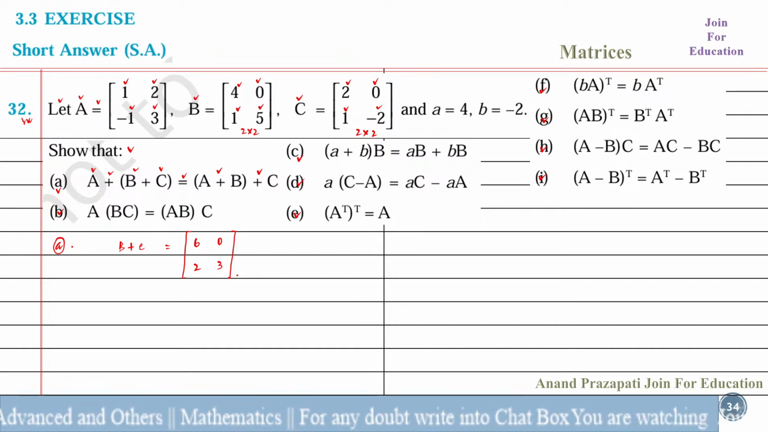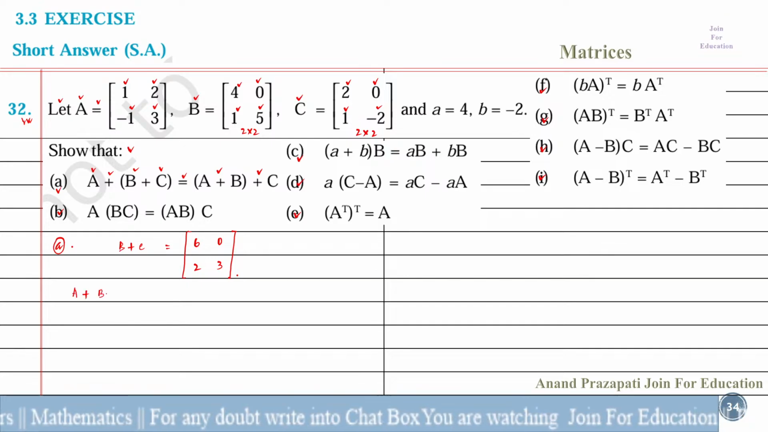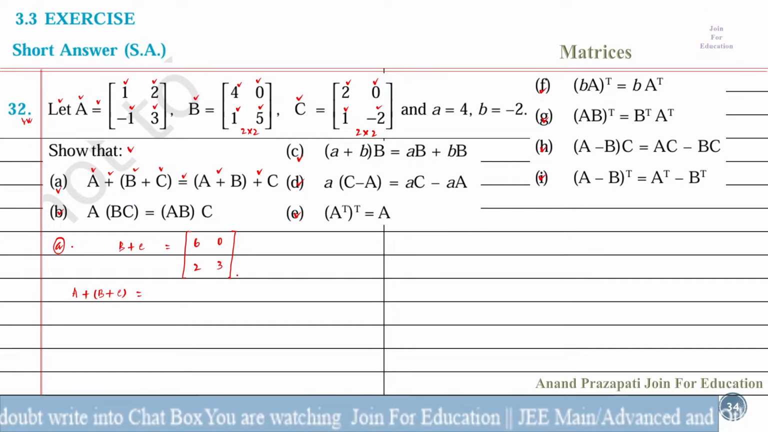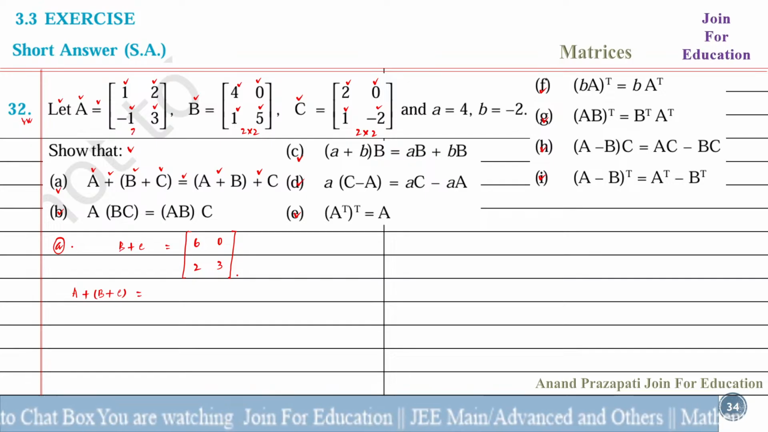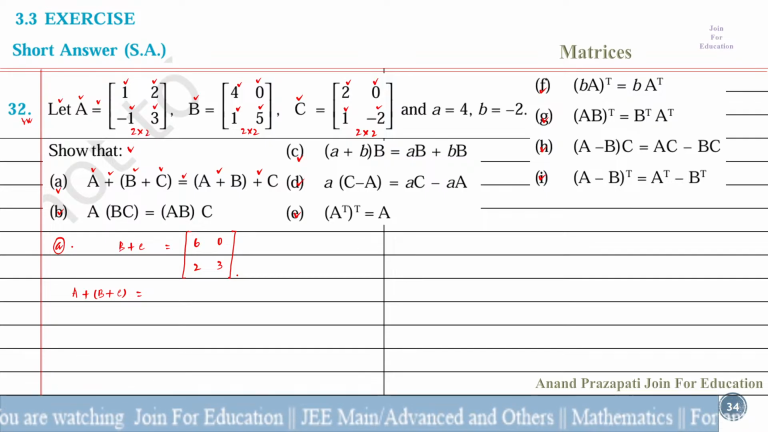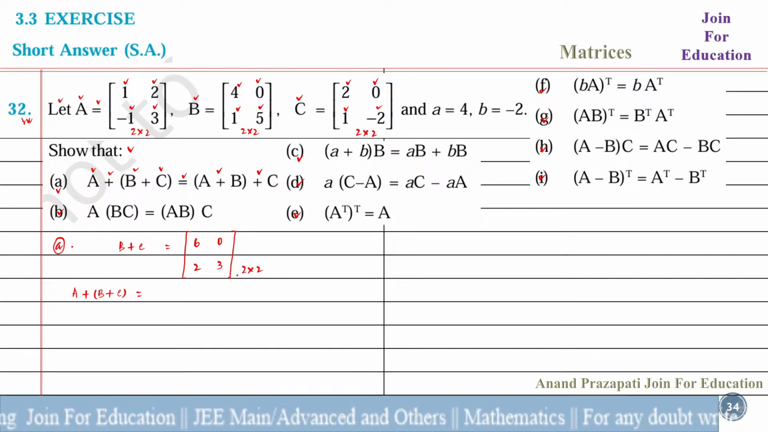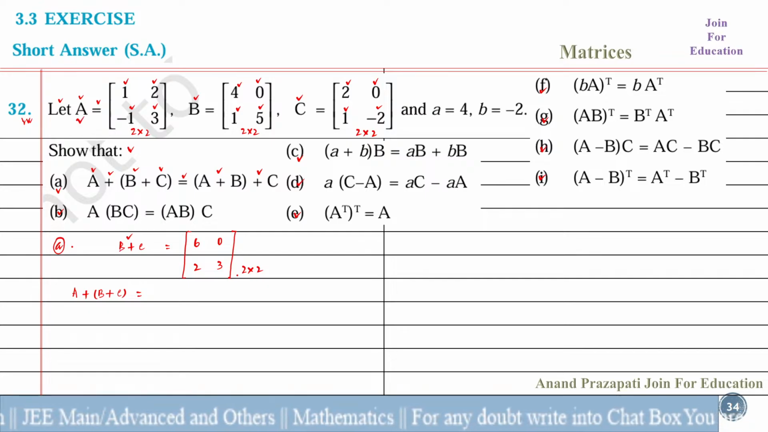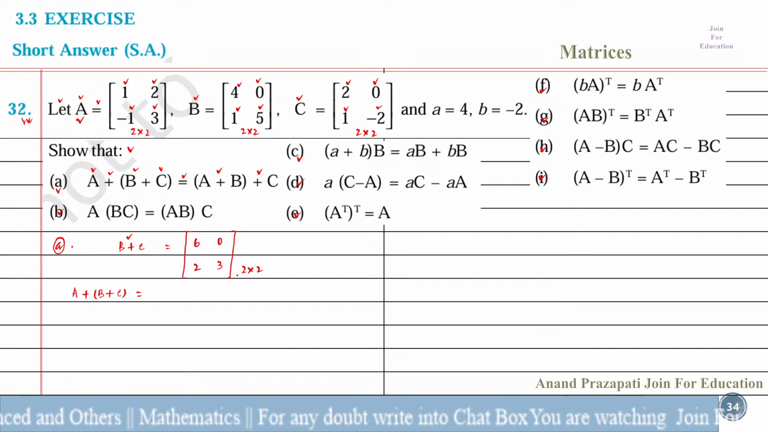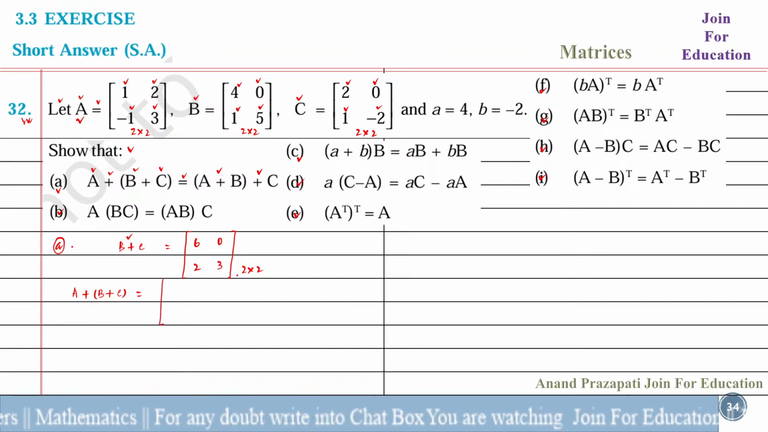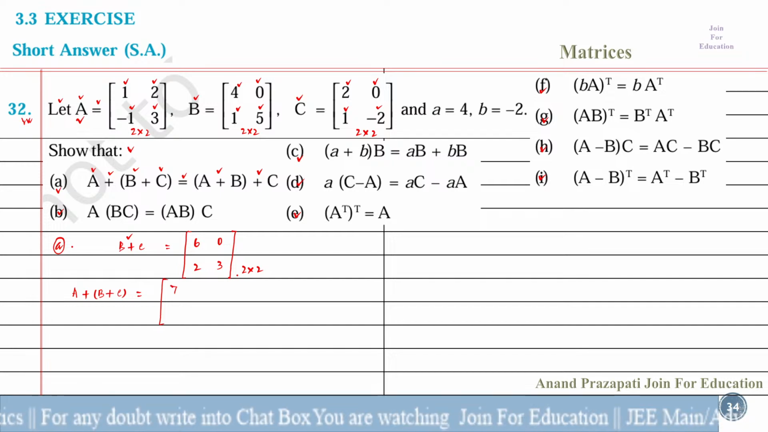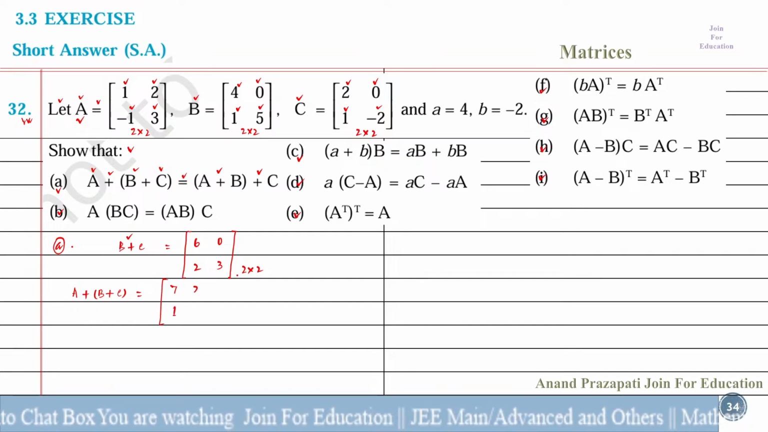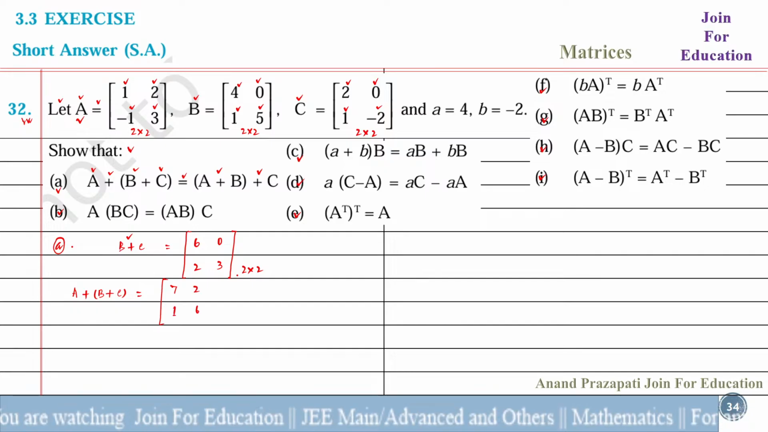Therefore here A plus (B plus C) equal to, the order of A is 2 by 2 and the order of B plus C is also 2 by 2. Therefore A and B plus C are confirmed for addition. Therefore 1 plus 6 equal to 7, minus 1 plus 2 equal to 1, 2 plus 0 equal to 2, 3 plus 3 equal to 6.